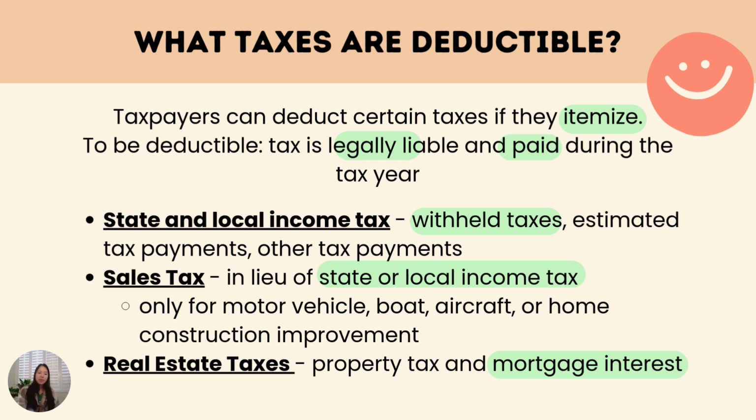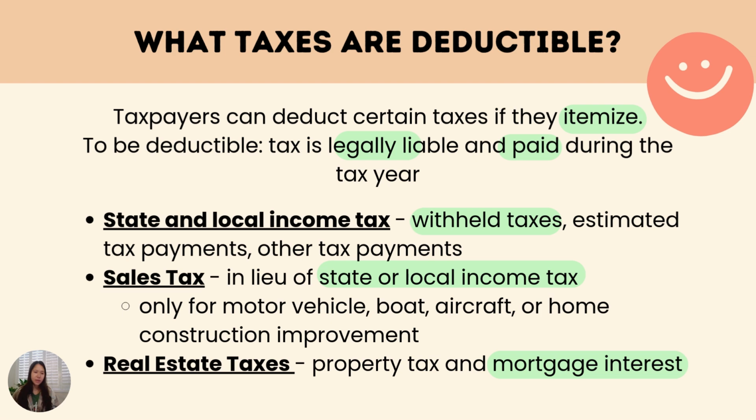Okay, now that we covered medical and dental expenses that are deductible, we're going to go into what taxes are deductible. Taxpayers can deduct certain taxes if they itemize. But to be deductible, a tax must be one the taxpayer is legally liable for and paid during the tax year, meaning that the tax is levied on the taxpayer and it's paid during the tax year. Types of taxes that would be deductible include state and local income tax, withheld taxes, estimated tax payments, other tax payments, etc., and sales tax in lieu of state or local income tax.